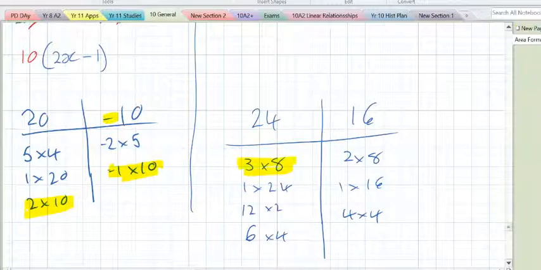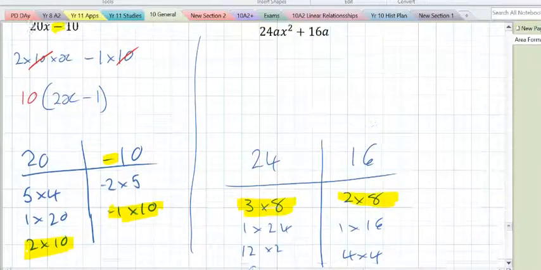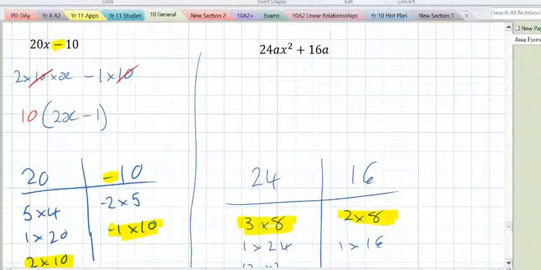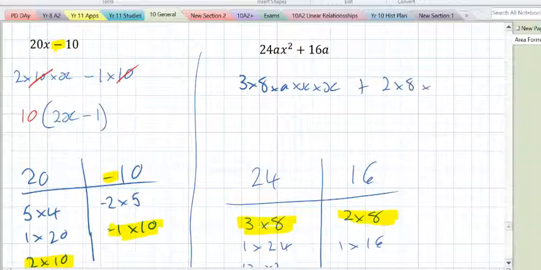The top 8. Alright. Stretching it out, instead of 24, we write 3 times 8 times A, times x, plus 2 times 8 times A. Notice how we've split the x squared up into an x times x.